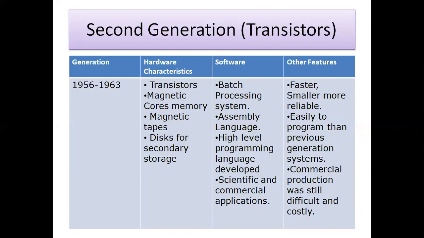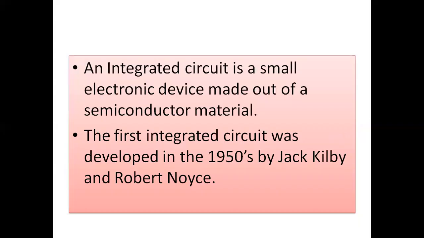Okay, children. Next, third generation is integrated circuits. So let us know what is an integrated circuit. An integrated circuit is a small electronic device that is made out of a semiconductor material. And the first integrated circuit was developed in the 1950s by Jack Kilby and Robert Noyce.